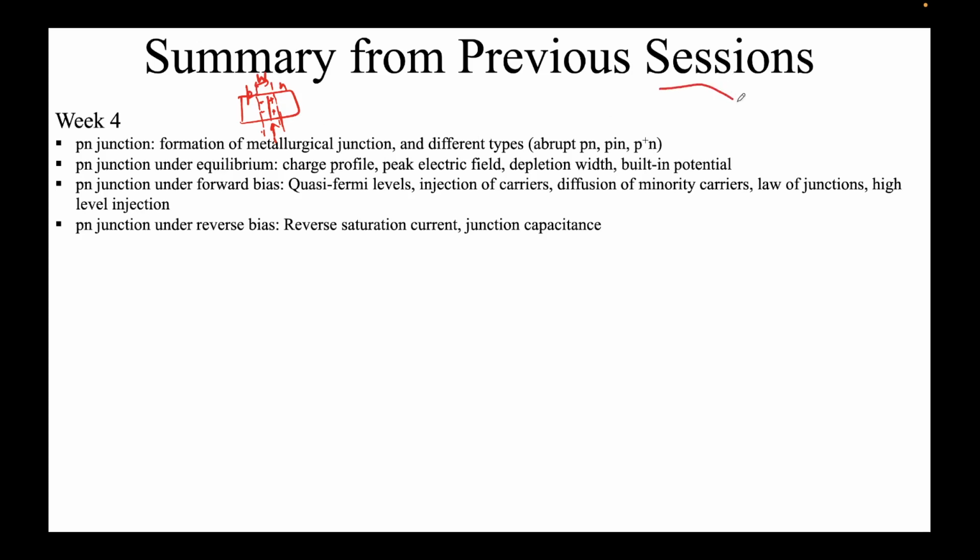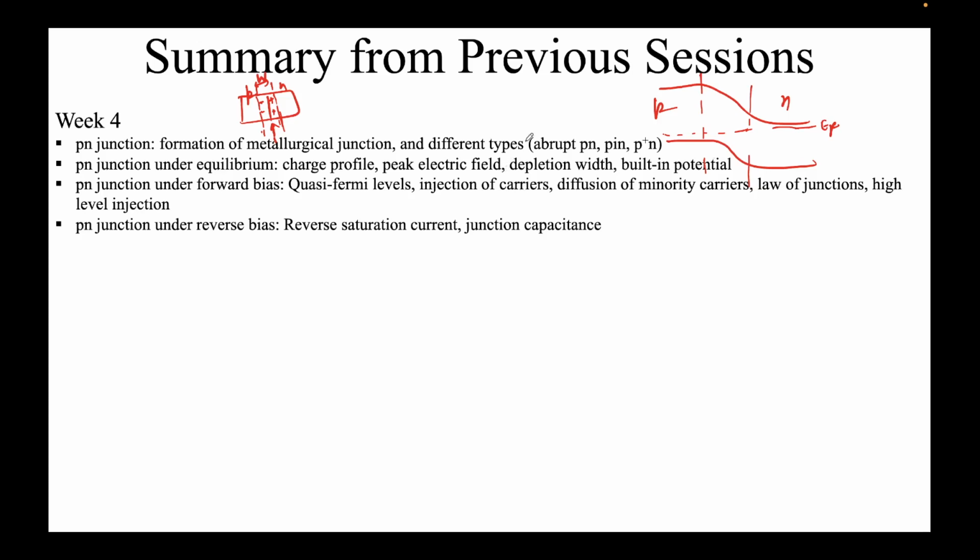Just for the sake of completion, this is how the band diagram of a p-n junction looks. So p and then n, in equilibrium. In equilibrium, this is how it looked. So this is your EF. Fermi level close to the valence band should be P. Fermi level close to the conduction band should be N. And this is where the bands are bending. This is the depletion region we have, right?